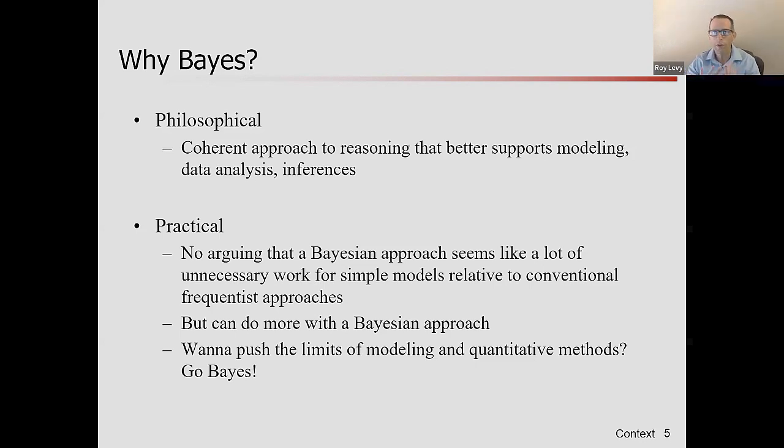There's a whole other category of reasons why people might adopt Bayesian methods, which are more practical in nature. And this is saying that if you want to be able to accomplish your ends, sometimes it can be fruitful to adopt a Bayesian approach. Indeed, it can be difficult. And there's no arguing that Bayesian approaches can seem like a lot more work for some simple situations relative to what you might already be familiar with. But I think it is fair to say you can do more with Bayesian approaches.